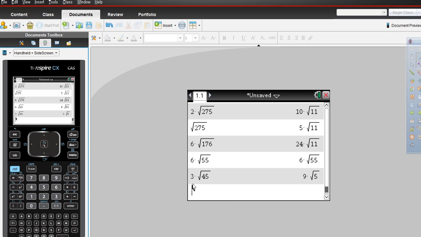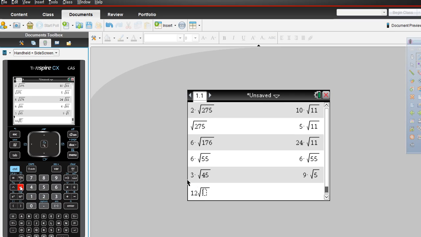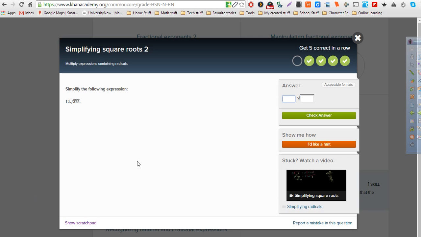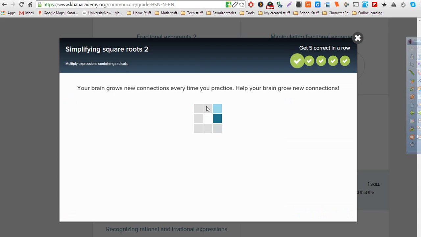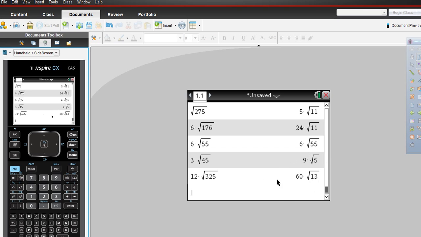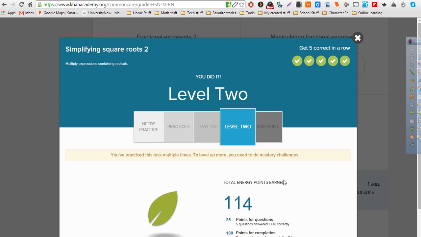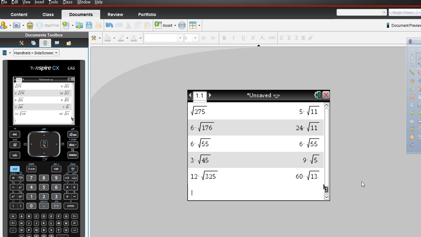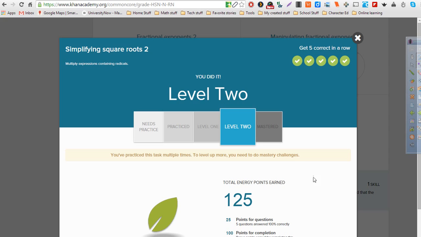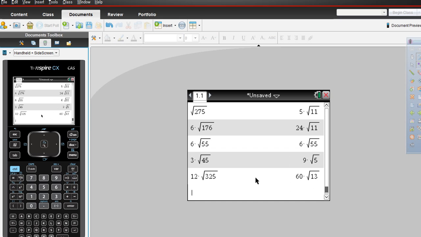12 root 325. These are just so much easier to do with your calculator. So 325, instead of worrying about them, I just put them in like that. 60 root 13. And you know, I don't really see the value in doing it any other way, because this time we're always going to get it right using this technique. And in the business world, they would want you to use this technique, right? In any kind of job you'd have, your boss would want you to get the exact answer correctly and use the calculator. As long as we understand all these rules about exponents and what it means, we can use our calculator correctly.